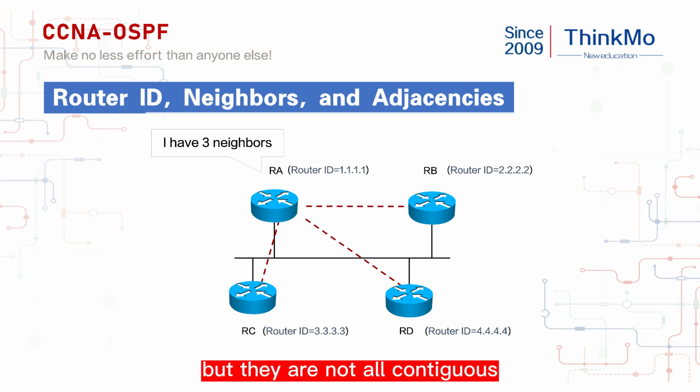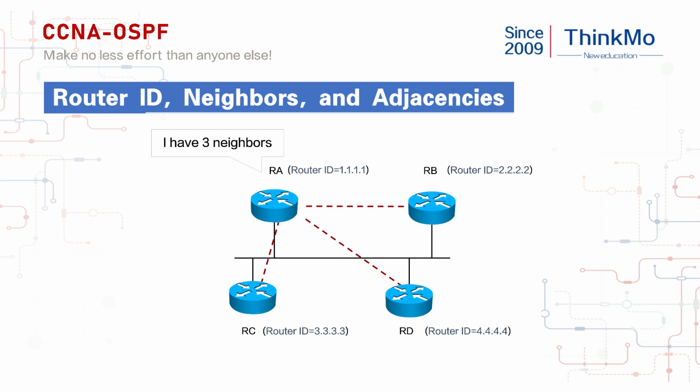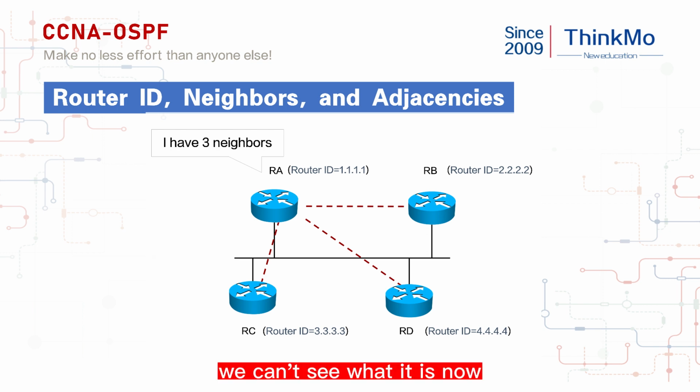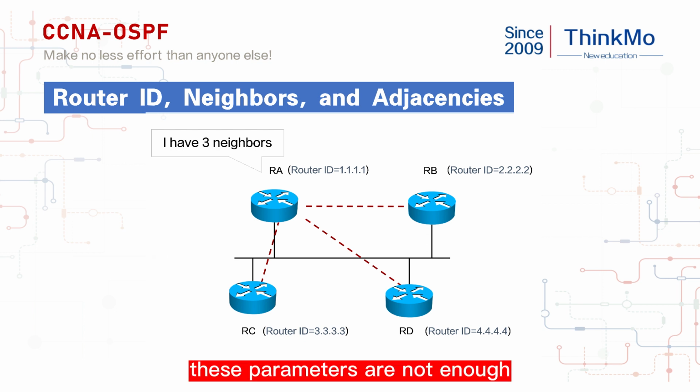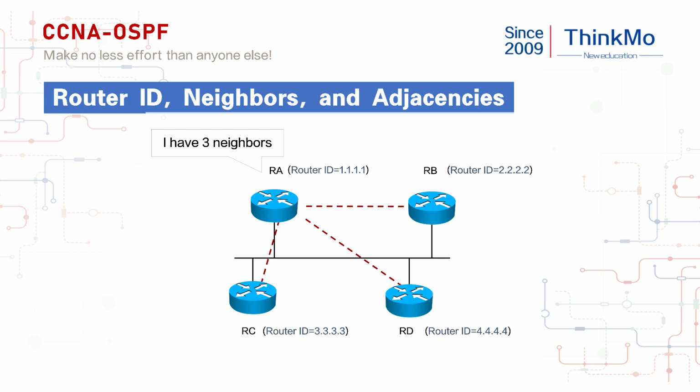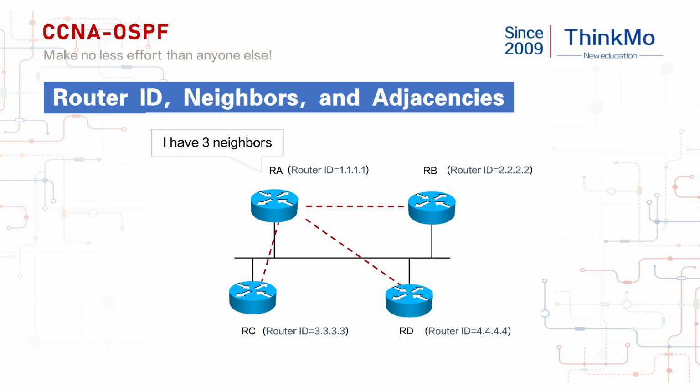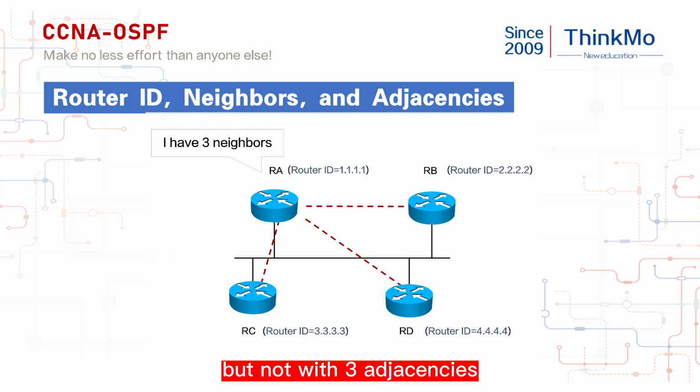But they are not all adjacent. It depends on the network type. Our network type is Ethernet. There are 3 neighbors here, but you can't say it has 3 adjacencies. We can't see that from these parameters. These parameters are not enough. We can't see now who is adjacent to whom. It just tells everyone it has 3 neighbors, but not 3 adjacencies.